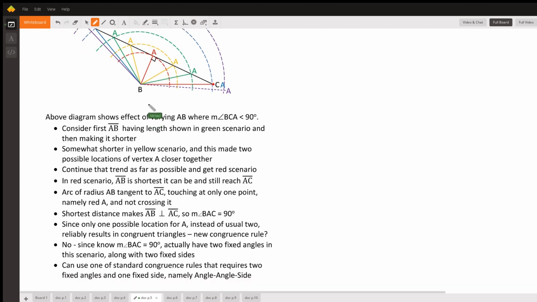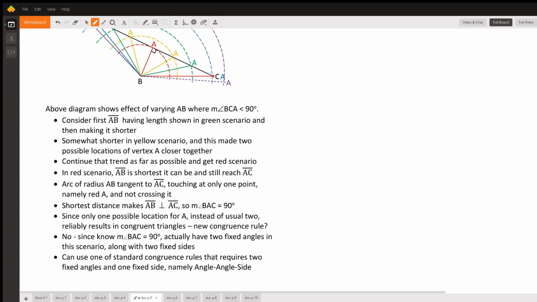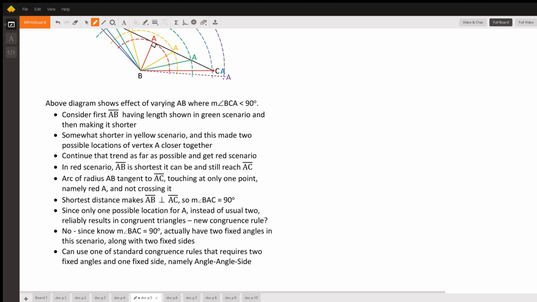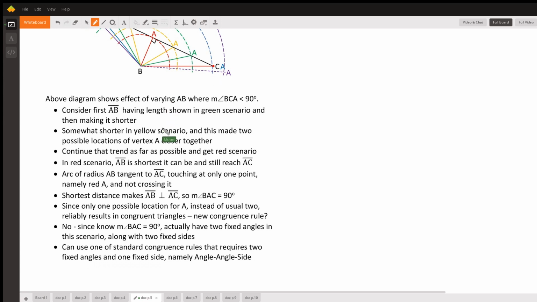So what happens here? Now there's only one triangle possible. So is this a new rule or a new subcase that we can make a rule out of? Not really, because now we have another angle. So we really know two angles and two sides. And so we can do something with that with the rules that we already know.